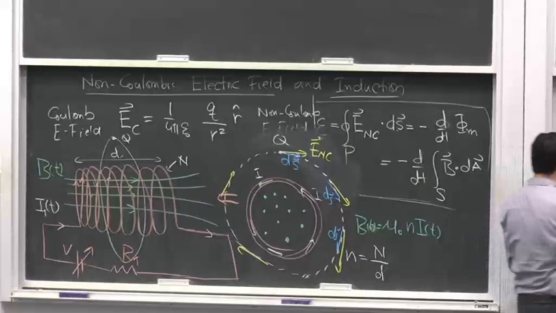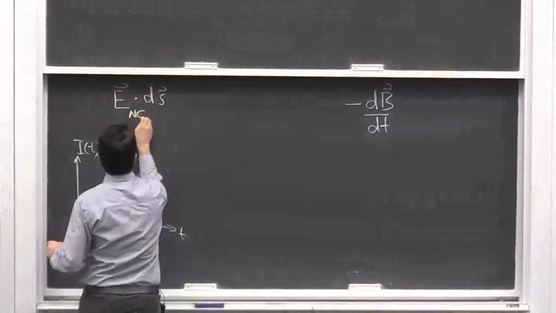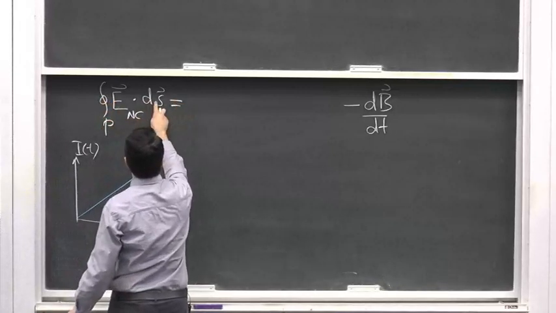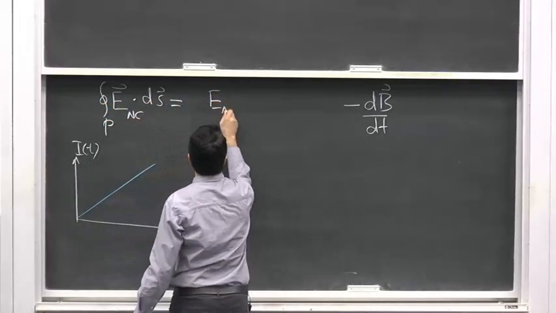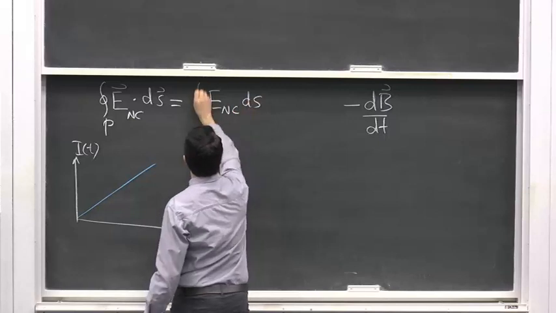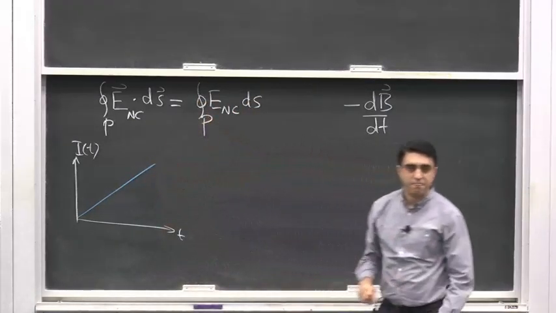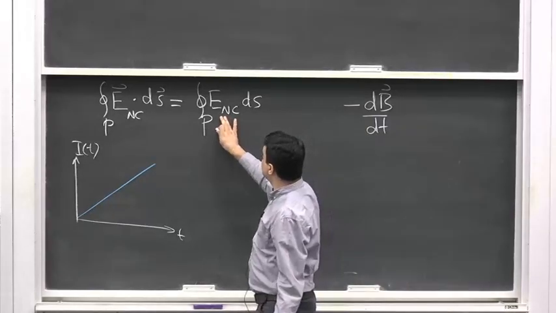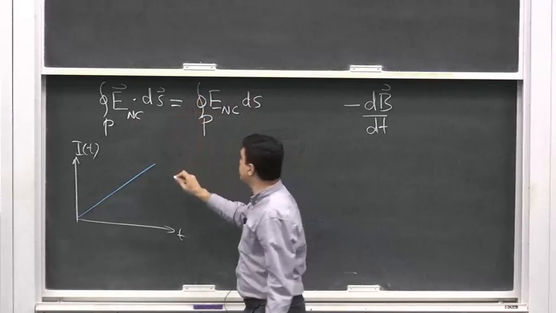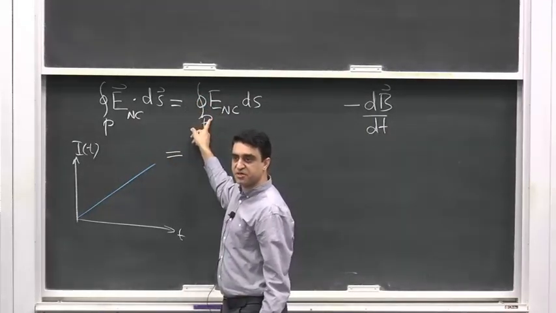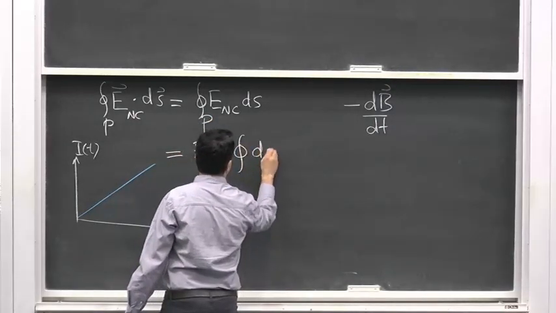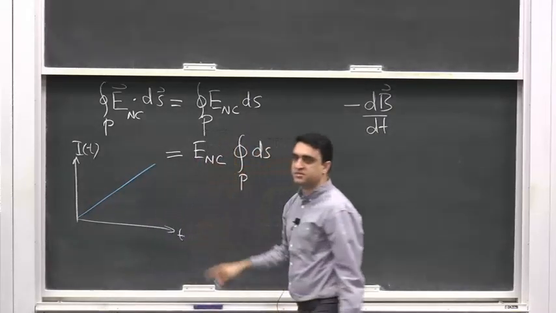So E dot ds, and of course this is the non-Coulombic field on the left hand side. Here it becomes, because E and ds are always parallel, you can simply write E_NC multiplied by ds for this closed path P. Makes sense? Further I can assume that E_NC is constant all over this path, so I can take it out of this integral because it shouldn't depend on it. So I can have E_NC, and what I would be left with is just the integral of the distance along the closed path.